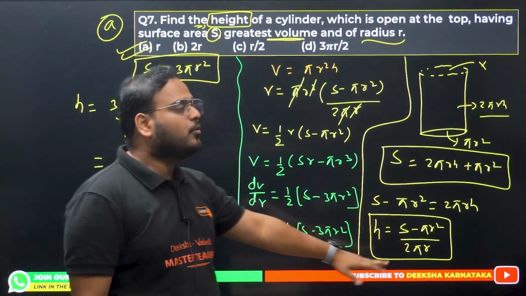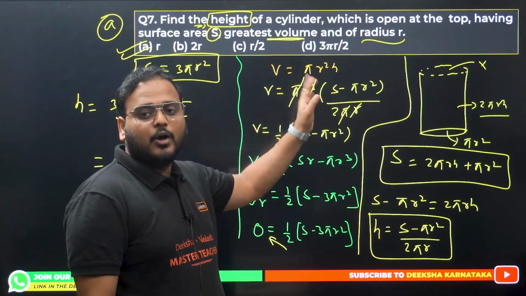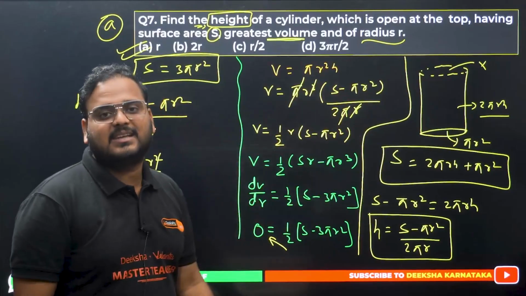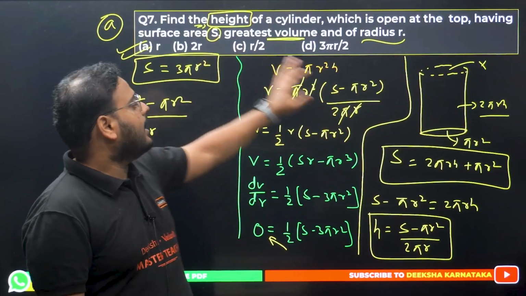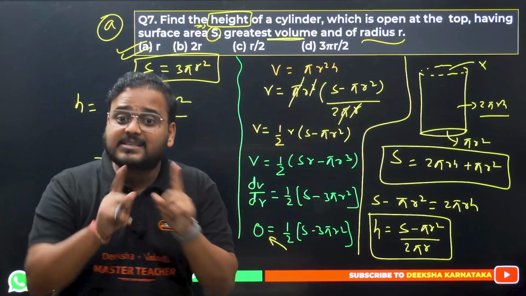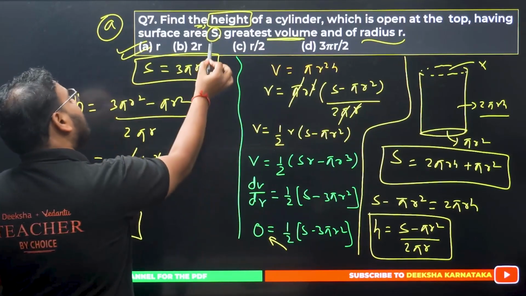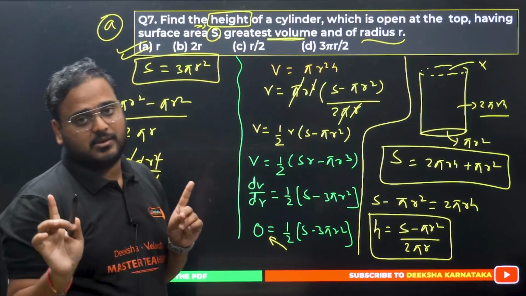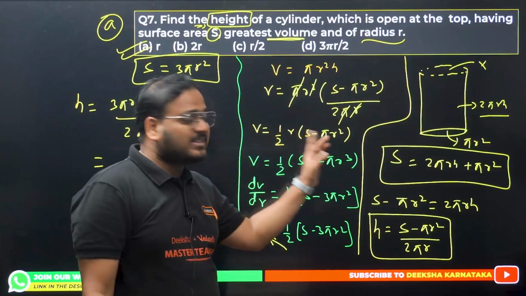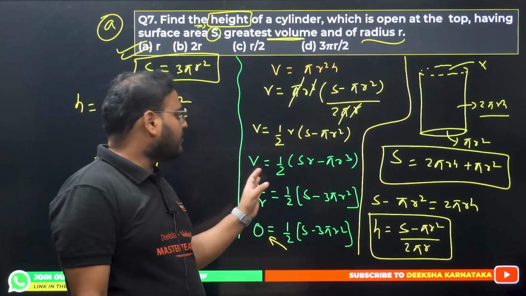You get the H value, put that back in the volume formula to get the whole thing in terms of S and r, because they've given the S value. H is unknown. They've given only S and the radius. So you find the volume in terms of S and the radius, differentiate this, and you get r.